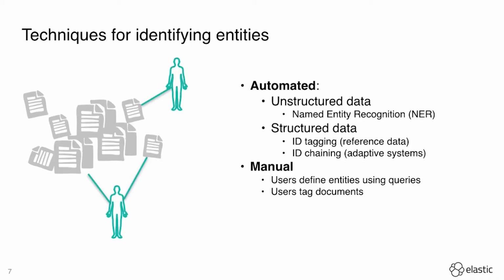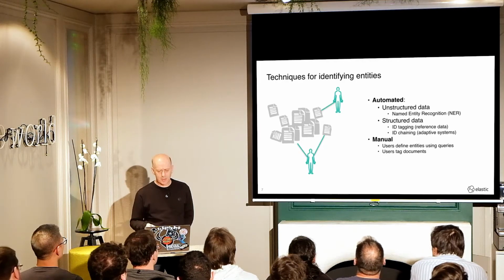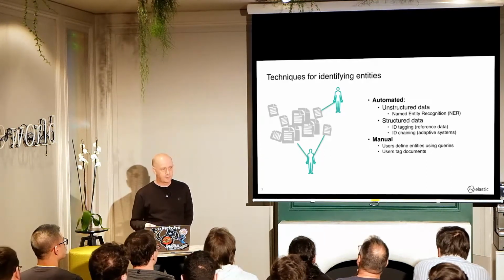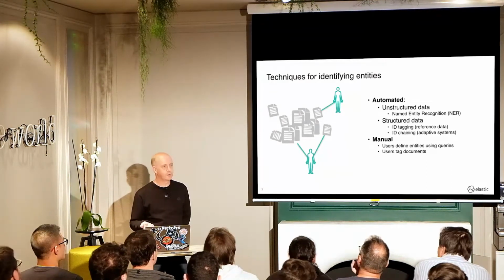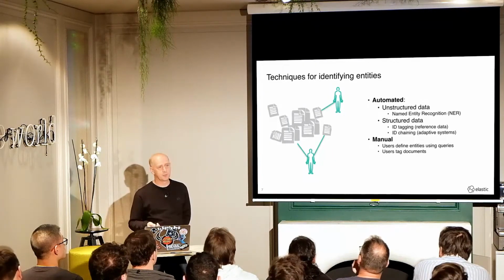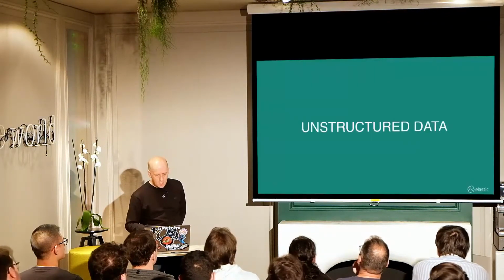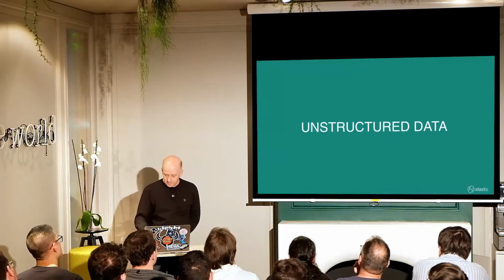So we're going to talk about automated means of taking unstructured data, free text, and pulling the names of companies and people and organizations out of those texts. We're going to look at structured data. ID tagging and ID chaining is a more advanced form of entity recognition. We're also going to talk about manual efforts, how people can manually define entities using queries at query time, but also tag them at index time. So let's start with unstructured data.